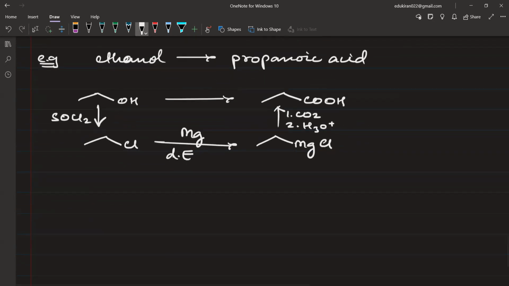Another thing that I can do is, I have the same reagent. I can use the same SOCl2 and I would react this with KCN. After reacting it with KCN, I will get 1 carbon, 2 carbon and CN.